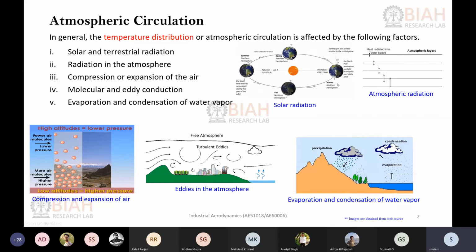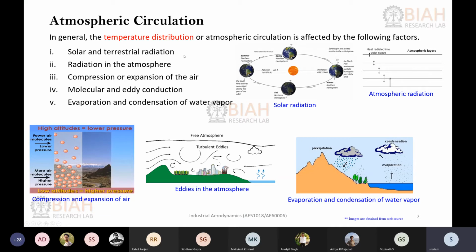Okay, so if it is inclined, the equator region gets the maximum amount of sun throughout the year, whereas the polar region doesn't get the same amount of sun. So you can see that there is a temperature difference which appears because of the Earth's rotational axis itself. The placement of the rotational axis in a certain way creates a temperature gradient, which can be considered as solar and terrestrial radiation.